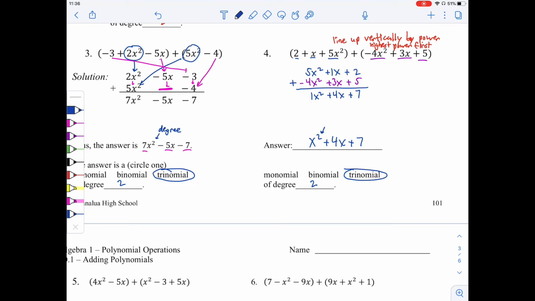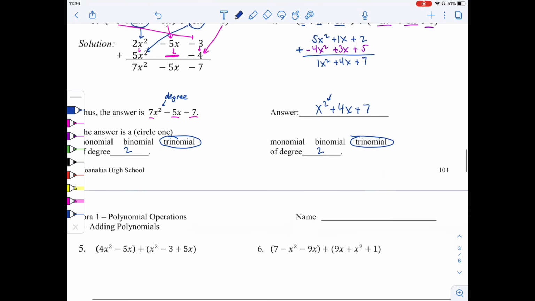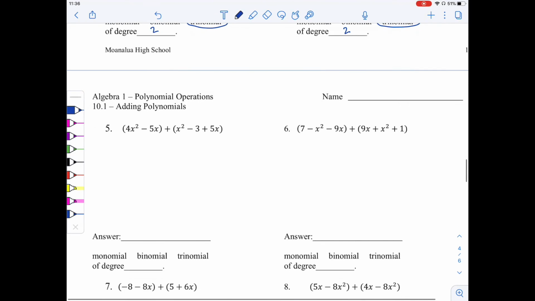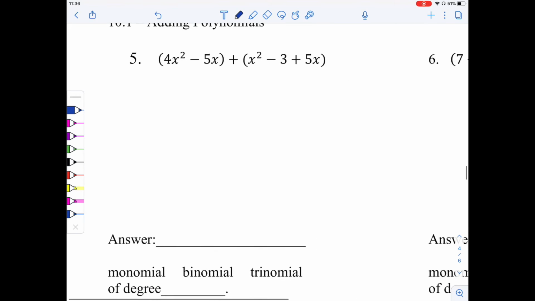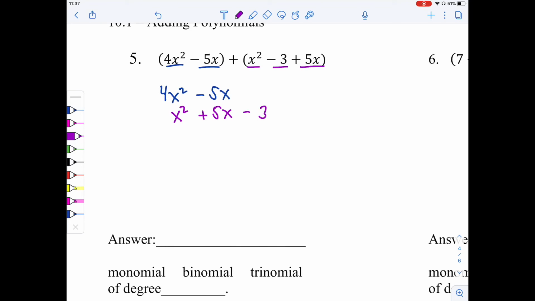Right, so line up vertically by power with your highest power first. Okay, let's do the next one. So we take the first one, right? Highest power is 4x squared, so we put that first. 4x squared. Next one is negative 5x, so negative 5x. That one's done. Then we go to the next one. We have x squared here, so we put it right under there, x squared. Our next one will be 5x, so that's positive 5x. And then we have negative 3 at the end.